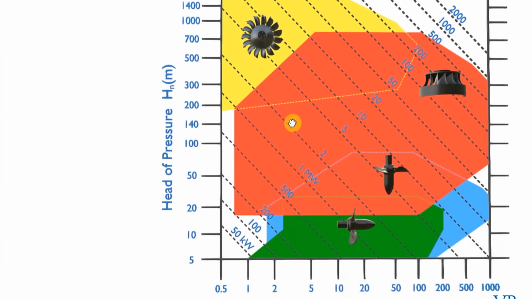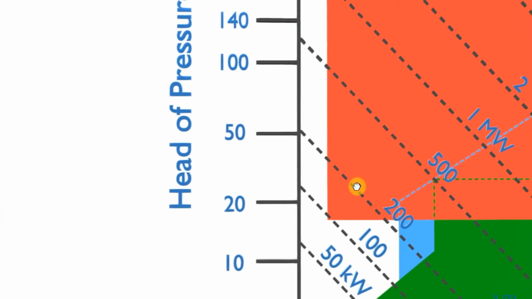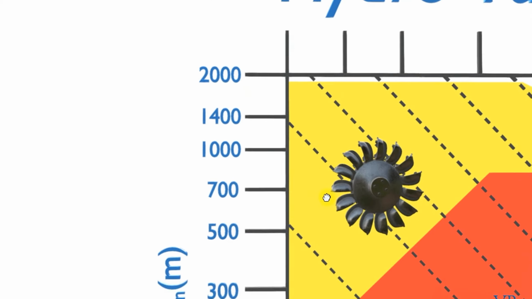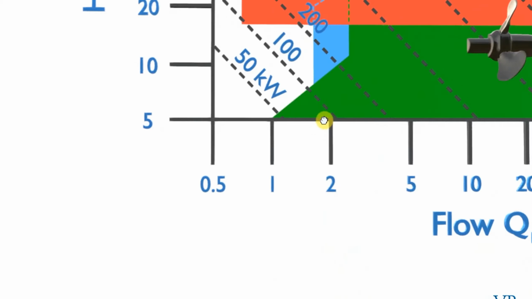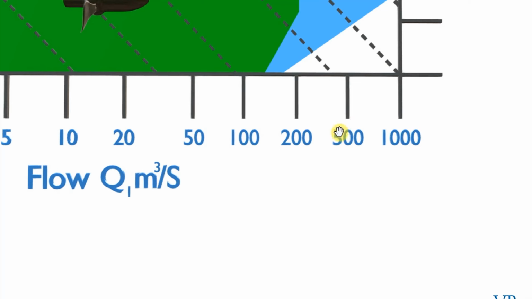On the y-axis, that is to say the vertical axis, we start off with a head of 5 meters, and our head is gradually increasing until we get up to about 2,000 meters, and that is a significant head. If we go down, you can see we've got our flow, and that ranges from about 0.5 meters cubed per second, gradually increasing until we get to 1,000 meters cubed per second. And that again is quite a significant amount of flow.